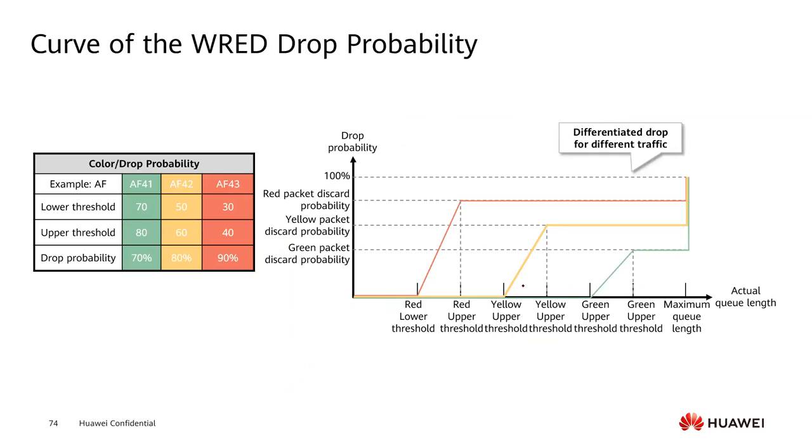So this is WRED. With WRED, different types of traffic can have different lower thresholds, different upper thresholds, and different maximum drop probabilities. So when we use WRED, it can guarantee there will be no TCP global synchronization, and it also helps us define which kind of traffic should drop first, and which kind of traffic should drop later. Okay, so this is WRED.